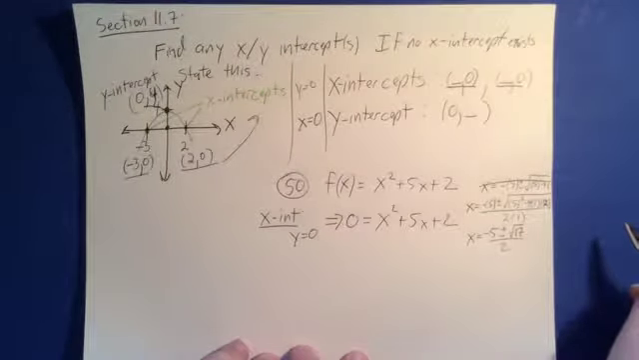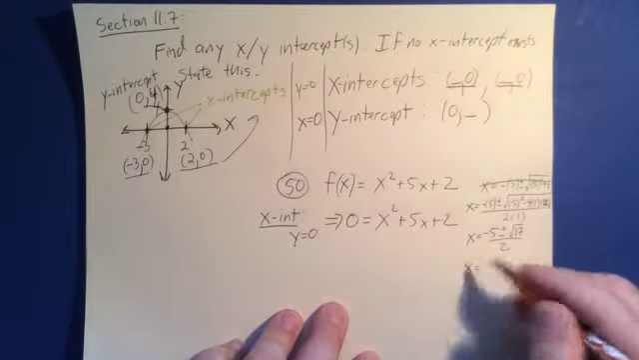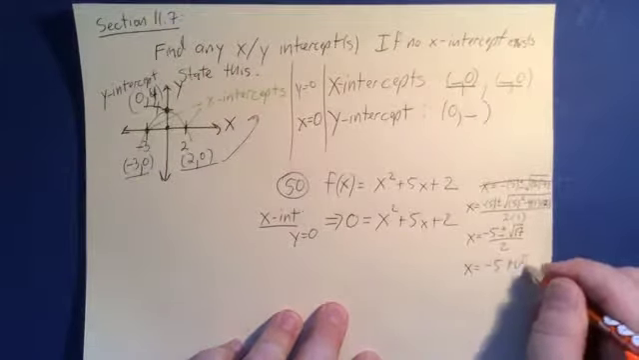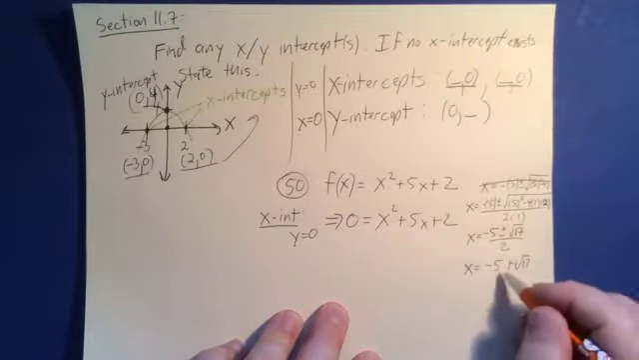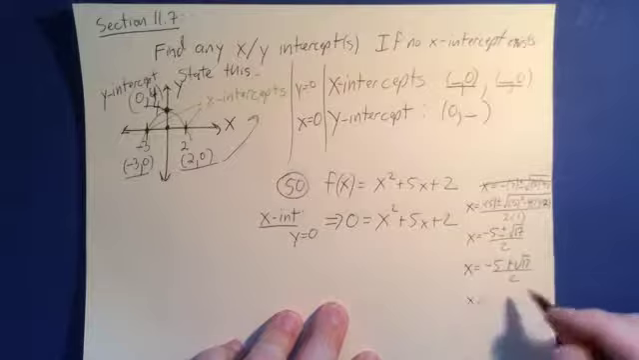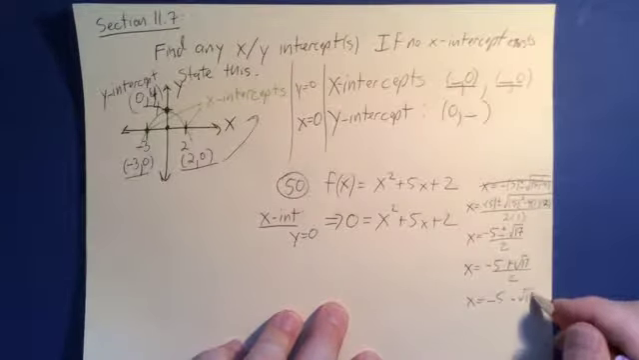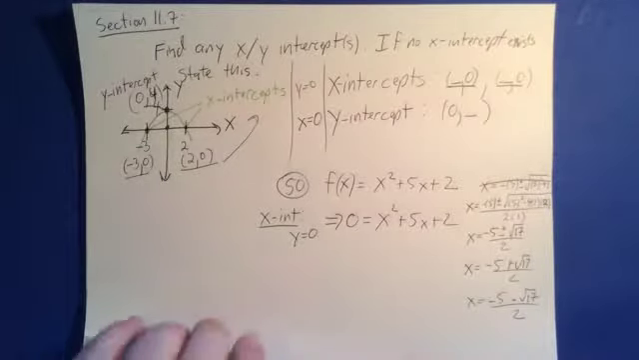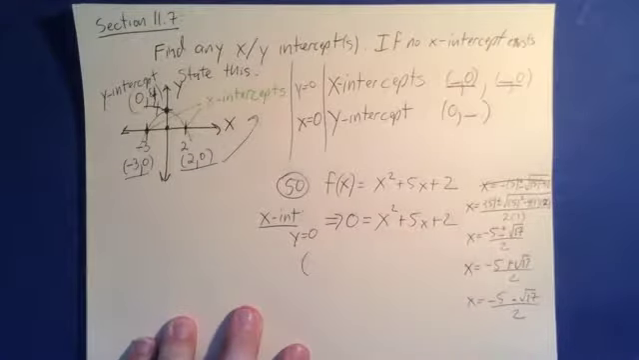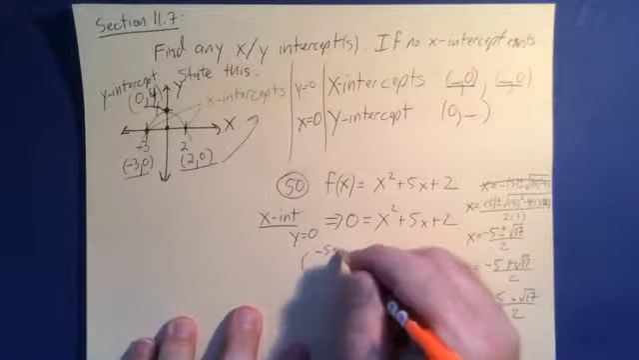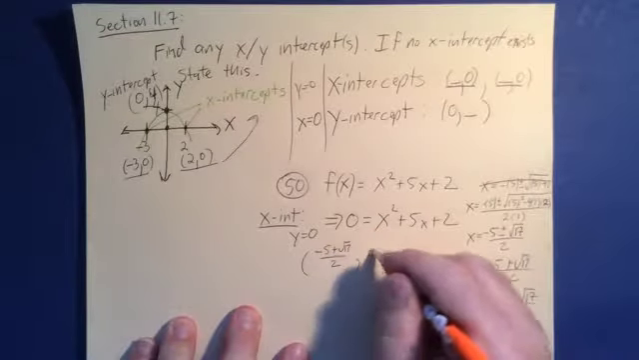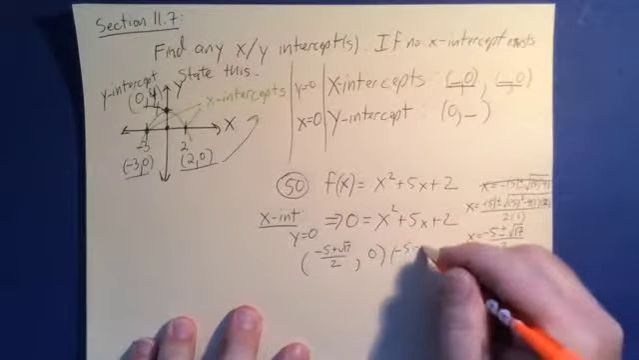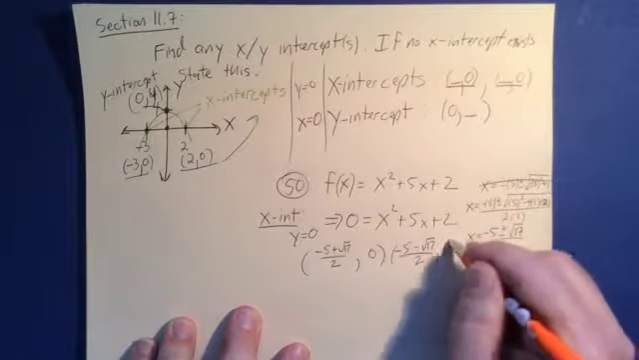That's going to be over 2. So notice here we have two values of x. We've got x equals negative 5 plus radical 17 over 2, and then x equals negative 5 minus radical 17 over 2. So we're going to have 2 points for the x-intercept, and even though these points aren't necessarily elegant, the x-intercepts are going to be negative 5 plus radical 17 over 2, 0, and then negative 5 minus radical 17 over 2, 0.